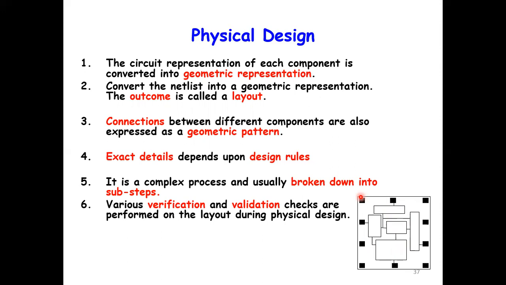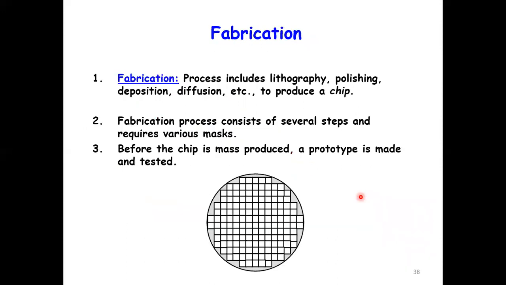So it is a complex process usually broken down into sub steps. Various verification and validation checks are performed on the layout during the physical design. So the verification and validation we talked about when we were seeing the ASIC design flow, there also we mentioned it. In the case of the physical level design, we actually verify and validate the proposed design. And after that, finally we get the device, that is called fabrication.